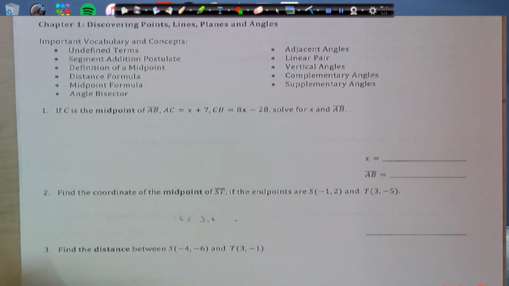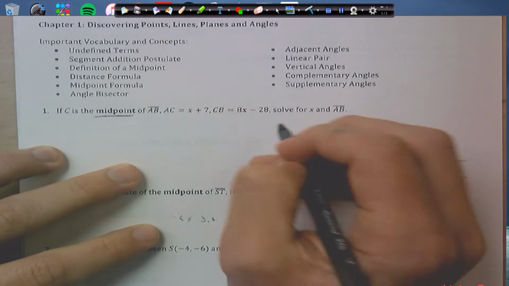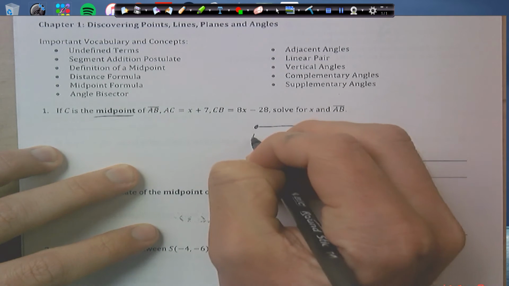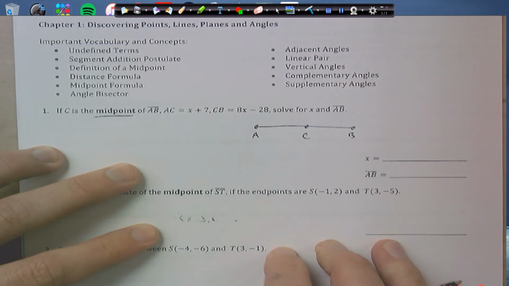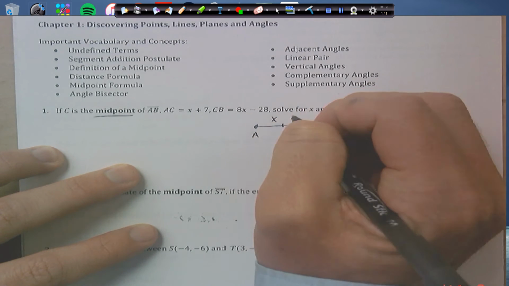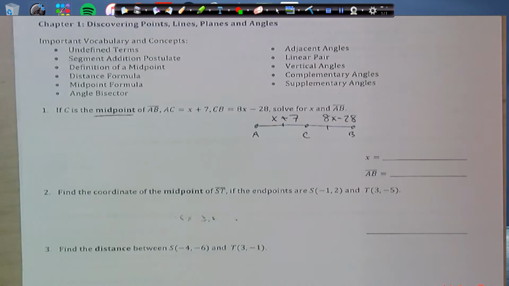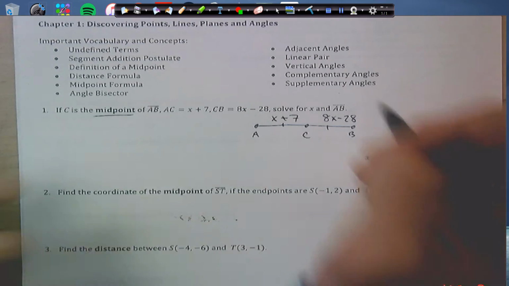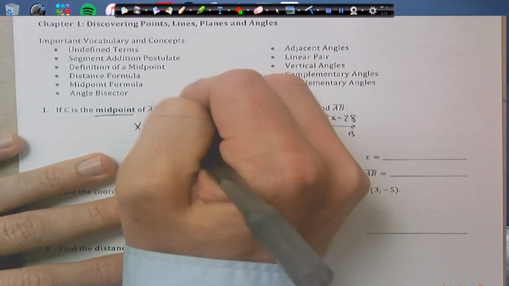C is the midpoint. Since we know we have the midpoint, we can draw a picture real quick. A, B, and here's C. So C is directly in the middle, so these two segments are congruent. So we get x plus 7 and 8x minus 28. All I really have to do is set those two equal to each other. So we'll do x plus 7 equals 8x minus 28.